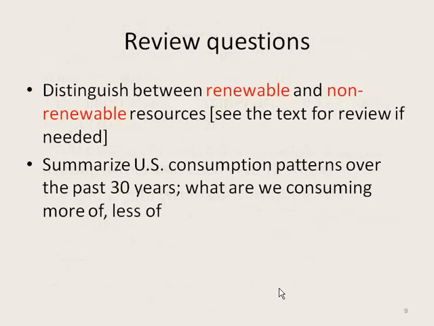So you should review here. You need to know the difference between renewable and non-renewable resources. The text has an expanded discussion of this, and I would expect you to read that. You need to be able to summarize the U.S. consumption patterns over the last few decades. What are we consuming more of, less of, and why?